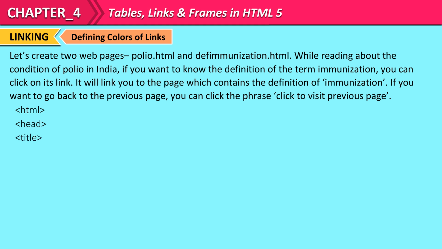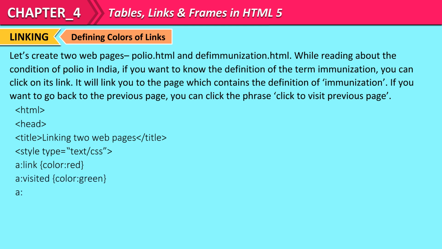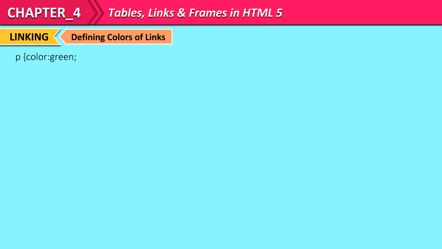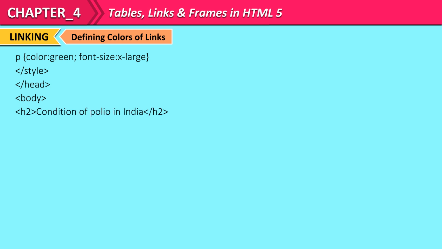HTML, head, title, link to web pages, close title. Style type is equal to text/css. a:link, color red. a:visited, color green. a:hover, color orange. a:active, color blue. h2, color maroon, text transform uppercase, text align center. p, color green, font size x-large. Close style, close head, body, h2. Condition of polio in India, close h2.